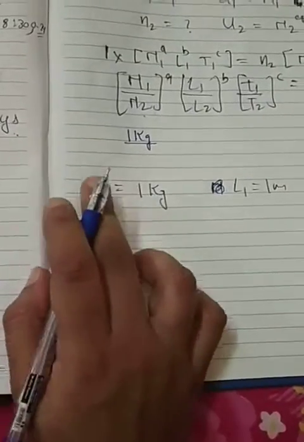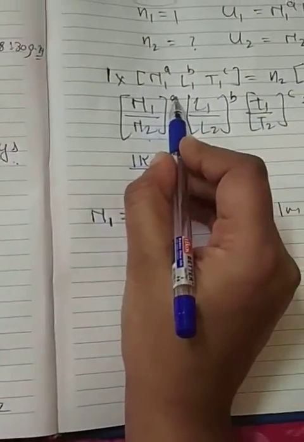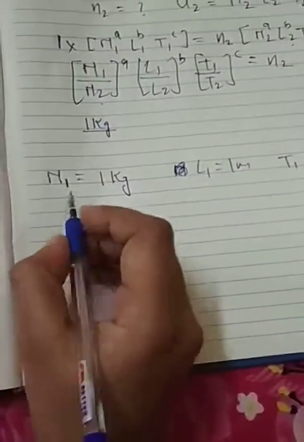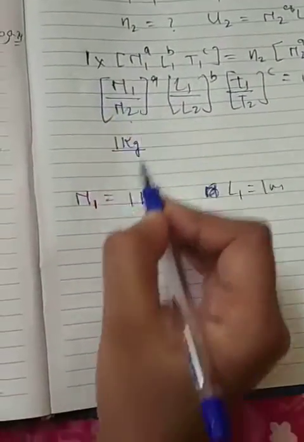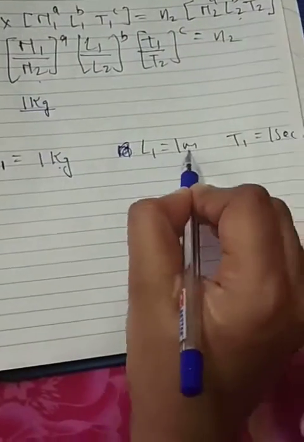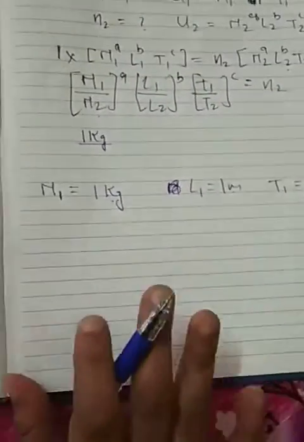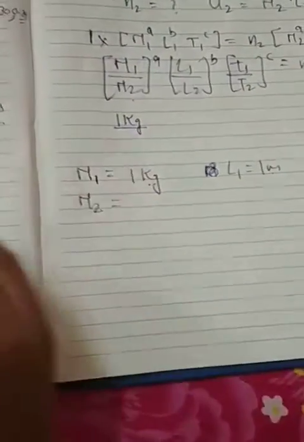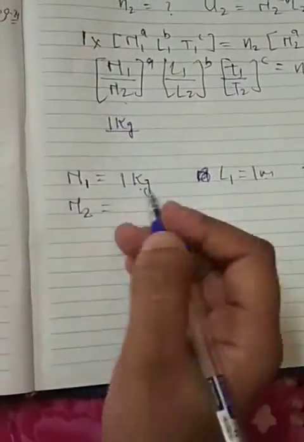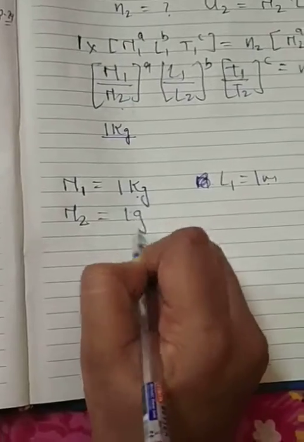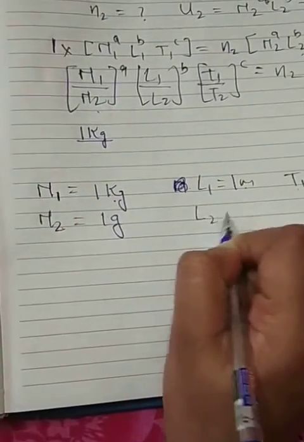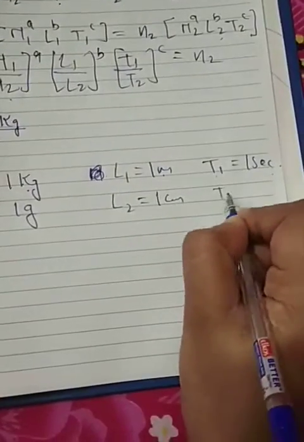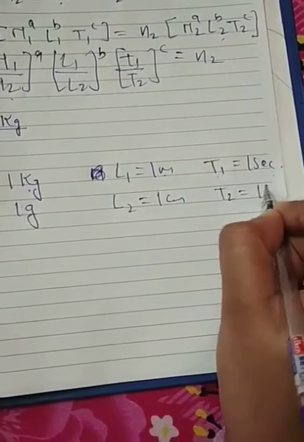Look students, I'm saying M1 to the power A. We will deal with A, B, C in just a moment, okay? I'm just writing what is M1. M1 should be in terms of kg, L1 should be in terms of meter, and T1 should be in terms of seconds. Okay, and what is my M2? M2 is of course in terms of ergs, that is CGS system. So M2 must be in terms of grams, L2 will be in terms of centimeter, and T2 is in terms of 1 second.